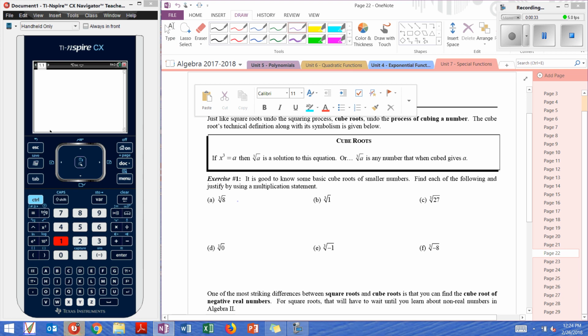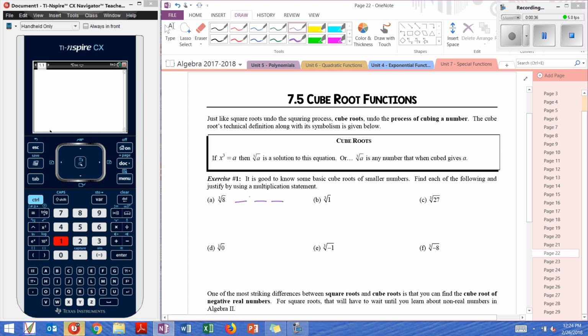So in A, what three numbers multiply to 8? 2. 2 times 2 times 2 is 8. Therefore, the cube root of 8 is 2. Okay? What three numbers multiply to 1? Well, 1 times 1 times 1 is just 1. So the cube root of 1 is 1. What three numbers multiplied by itself will give us 27? Well, that would be 3, because 3 times 3 is 9, times another 3 is 27. So the cube root of 27 is 3. The cube root of 0 is 0, because 0 times 0 times 0 is 0.